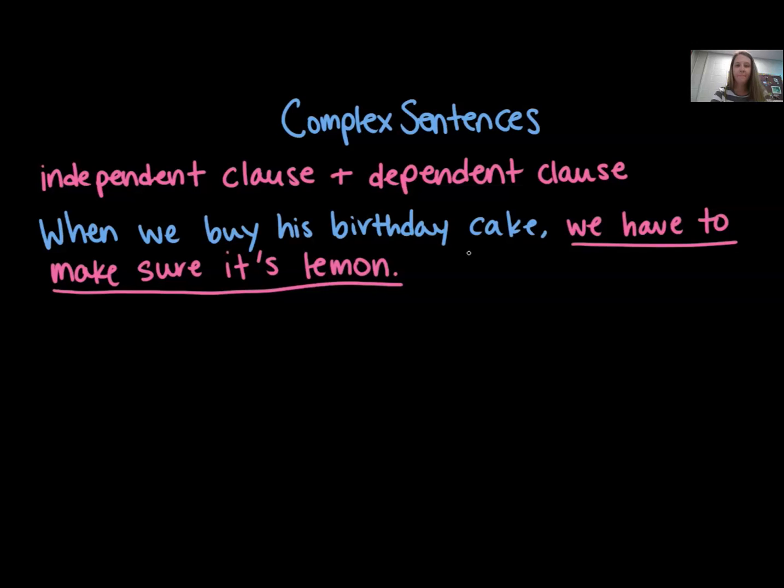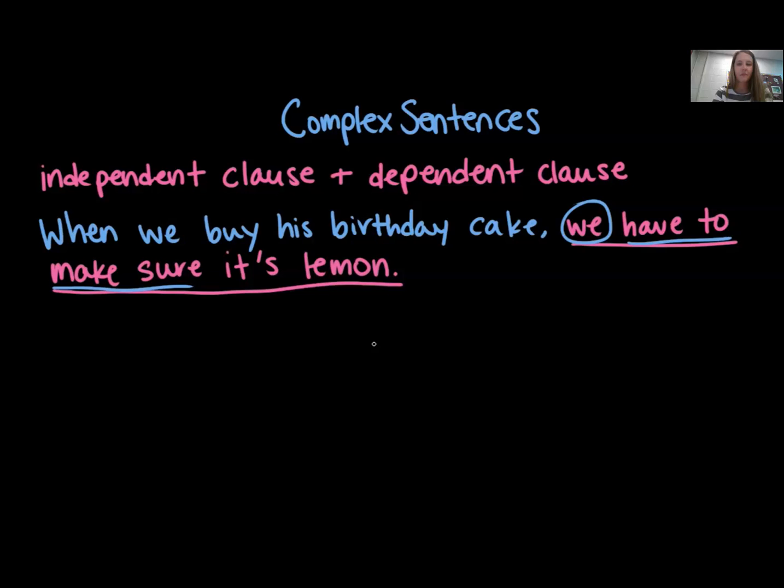We don't necessarily know what "it" is, but we do have all the components of an independent clause here. We've got a subject and a verb, "have to," and we have multiple verbs. So the sentence is relying on some information that's not provided, but it does still stand up in some sense. Right, if we could have a sentence before it, it's like, "We're going to go buy a birthday cake. We have to make sure it's lemon," right? Those can be two separate sentences.